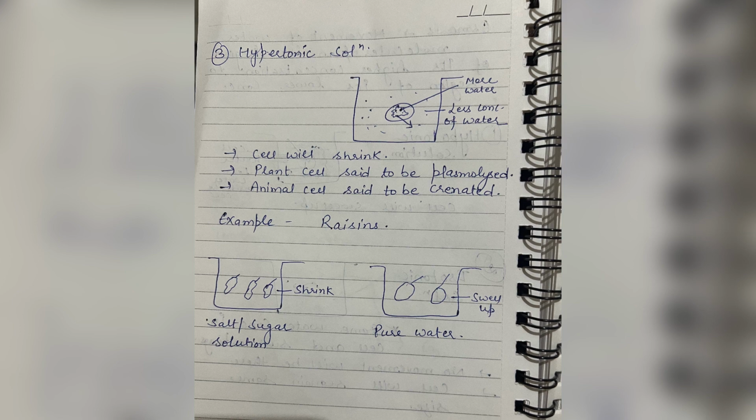Similarly, if we keep the raisins in pure water, what will happen? The raisins will swell up, because in pure water there is no solute. From the pure water, raisins will get water and swell in size. So these both are examples of hypertonic and hypotonic solutions. When the raisins swell up, this is the case of a hypotonic solution, and when the raisins shrink, this is a case of a hypertonic solution.